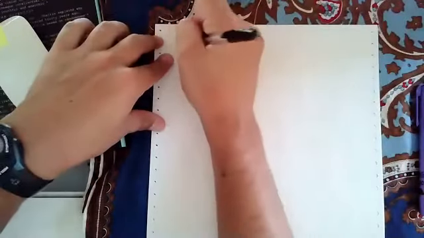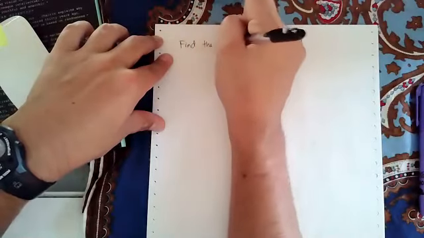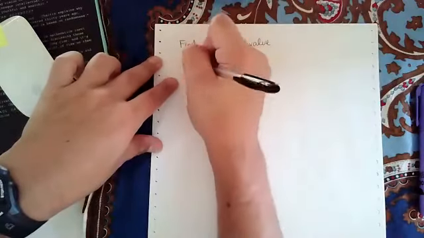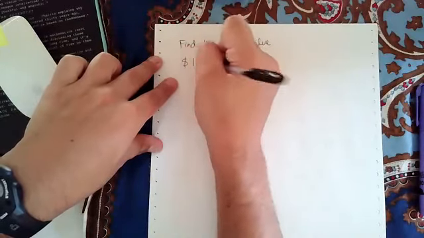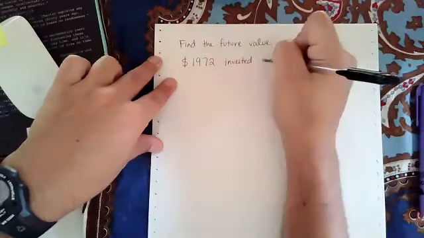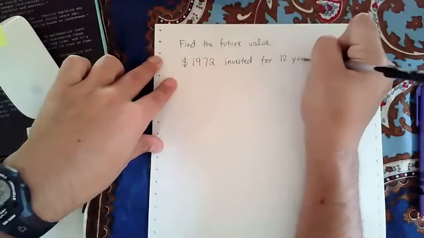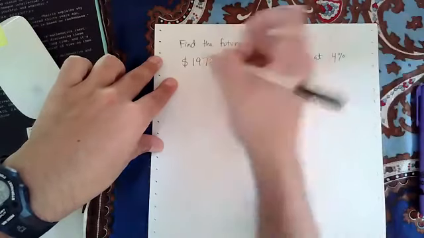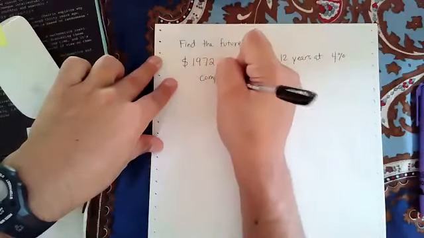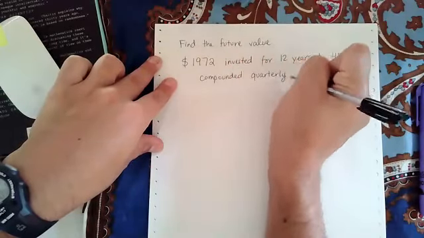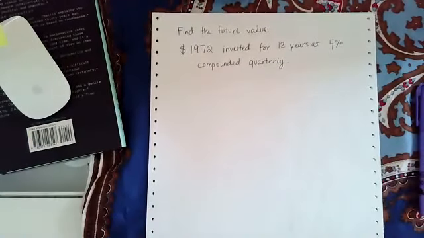But let's find the future value. And so we are given that we have $1,972 invested for 12 years at 4% in an investment account that's compounded quarterly.